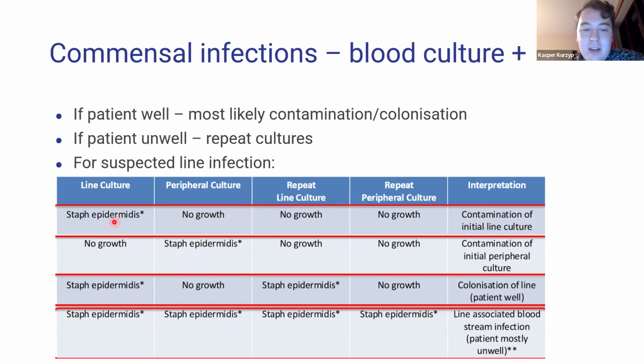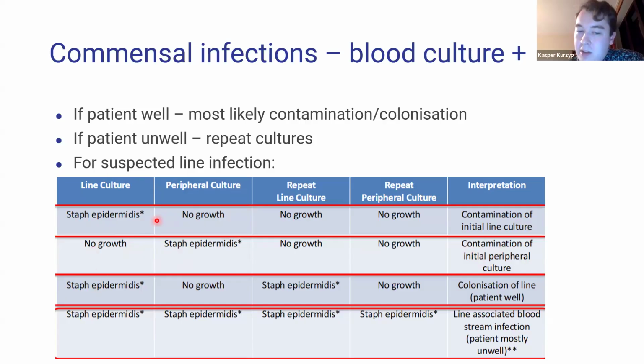So you want to grow the line and you want to grow peripheral vein. If you grow just the line and nothing on periphery, you want to repeat. If you then grow nothing, you probably just contaminated the initial line culture, for example, by not wiping the port with your chlorhexidine wipe. If it's the opposite, and the peripheral culture was with staph epidermidis, you have likely just contaminated the initial peripheral culture, for example, by repalpating the vein.